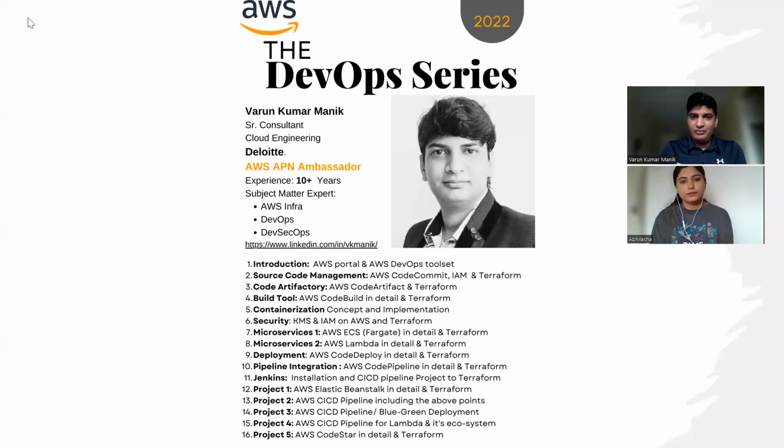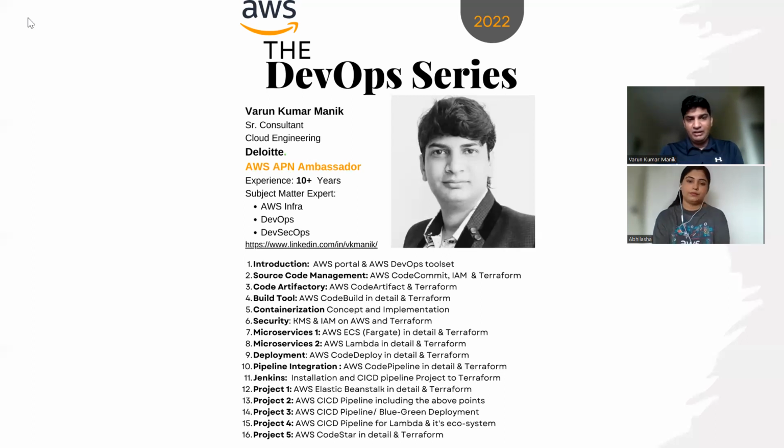The second session will be about source code management, because in DevOps, source code management is the key. We'll cover all the resources related to source code management in AWS. Then in session 3, we can go for CodeArtifact. Then in session 4, the build tool. And the most important part is coming in session 5, which is containerization, where we're going to give you the basics of containerization and how we can implement it in microservices.